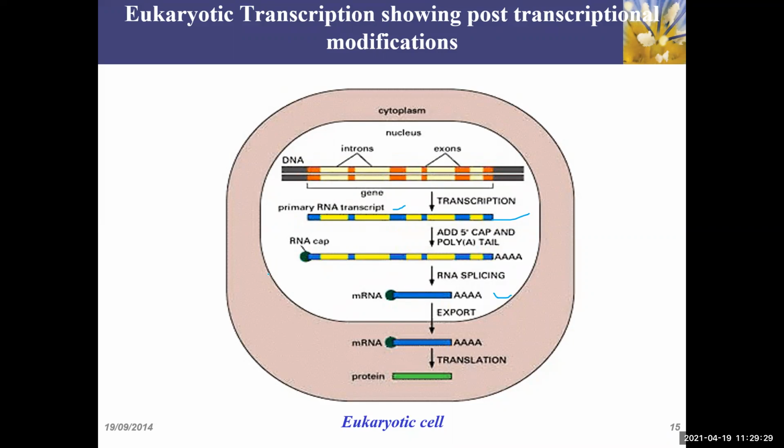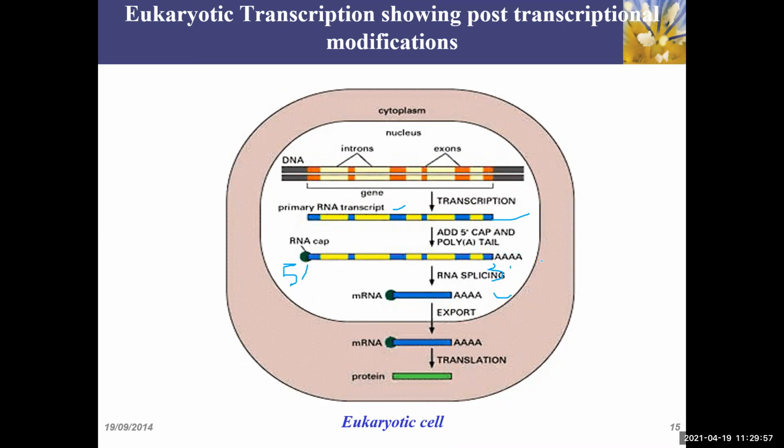What is capping? Capping is done at the 5' end. This is the 5' end, this is the 3' end. So at the 5' end, we add the methylated form of guanosine, and to the 3' end, we keep on adding adenine. This is just a non-coding sequence.